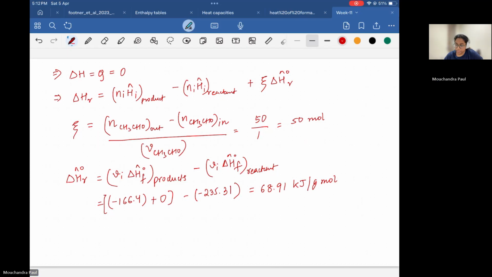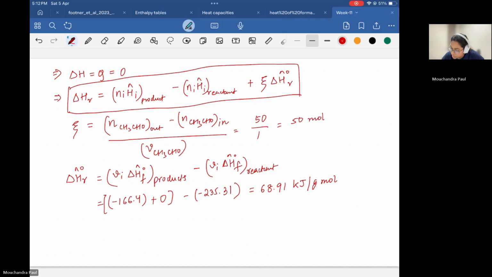So that means in this particular expression, extent of reaction into standard heat of reaction, we got it, right? Now we have to calculate the remaining two terms.